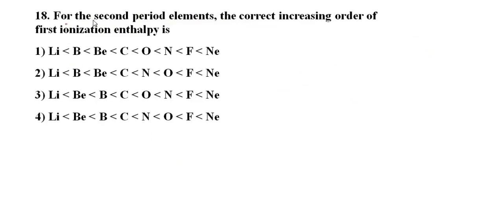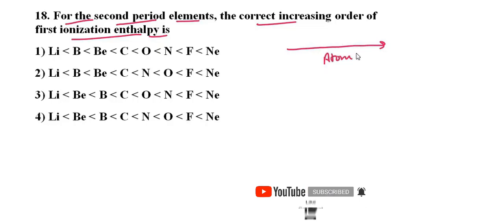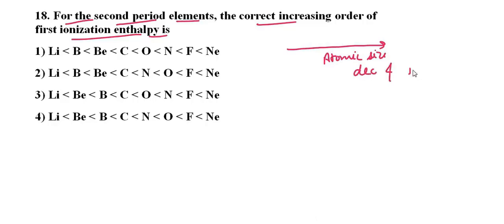Now the next question is, for the second period element, the correct increasing order of first ionization enthalpy is. We have to arrange them according to their increasing order of first ionization enthalpy. The basic general trend, we know that when we move from left to right in a periodic table along a period, then atomic size decreases and ionization enthalpy increases. But there is some exception in second period element.